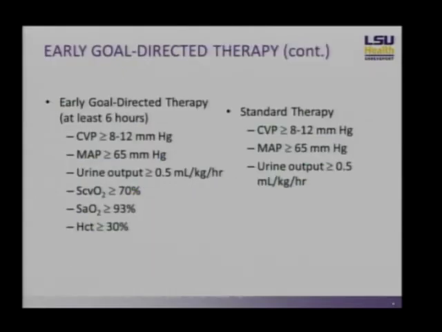Patients were divided into early goal-directed therapy versus standard therapy. The physicians in the ICU were blinded. The ER guys knew what was going on. They stayed in the ER for the first 6 hours. Then hours 7 to 72, they moved to the ICU. The ICU docs were blinded. They didn't know which arm the patients were in, whether they were in the early goal-directed therapy or the standard therapy arm where they were monitored by those particular parameters.